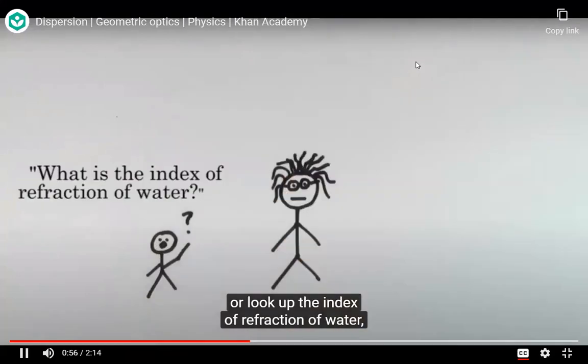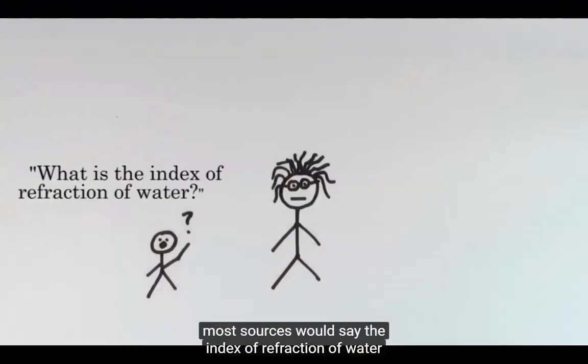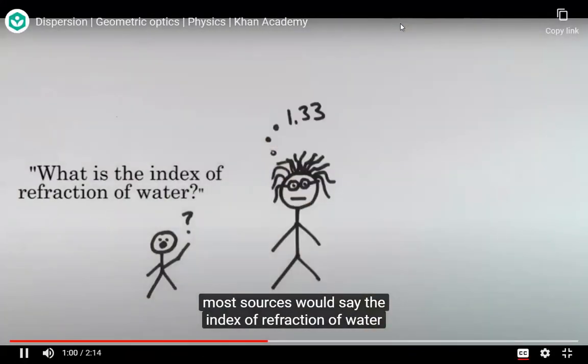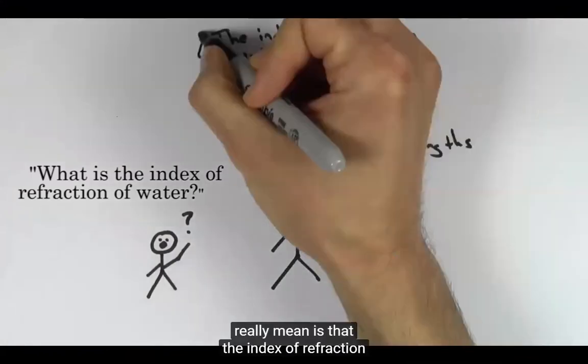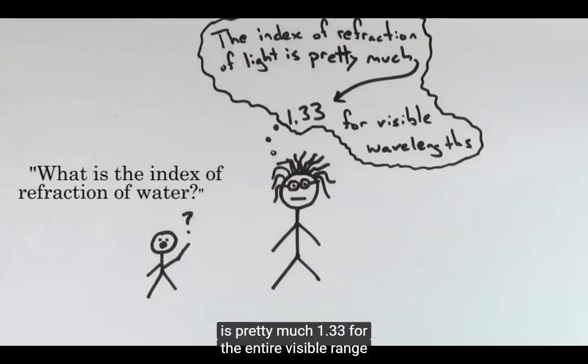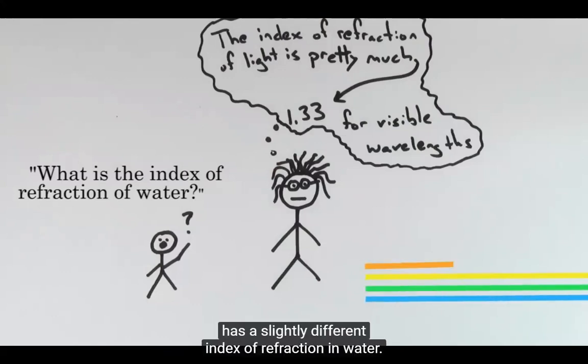For instance, if you ask a physicist or look up the index of refraction of water, most sources would say the index of refraction of water is 1.33. But what those sources or physicists really mean is that the index of refraction is pretty much 1.33 for the entire visible range of wavelengths. However, each visible wavelength has a slightly different index of refraction in water.